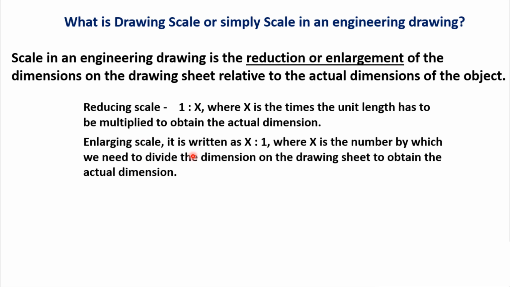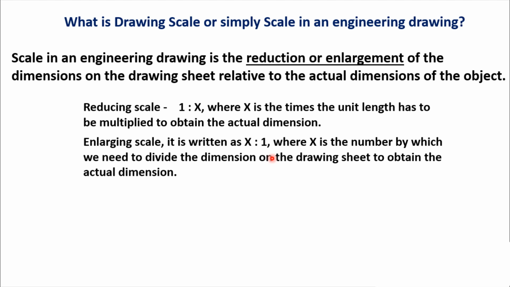Enlarging a scale, it is written as x is to 1, where x is the number by which we need to divide the dimension on the drawing sheet to obtain the actual dimension. So in enlarging scale, the actual size of the object is small compared to the size on the drawing sheet. So we need to divide. So for example, if the size on the drawing sheet is 50 millimeter and we have x as 5 is to 1, then we have to divide 50 by 5, which gives us 10 millimeter.